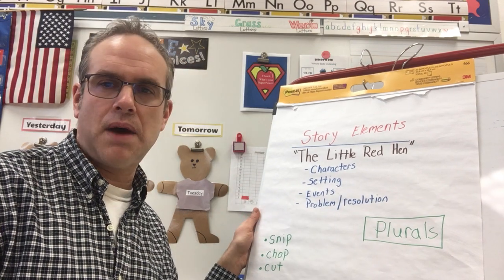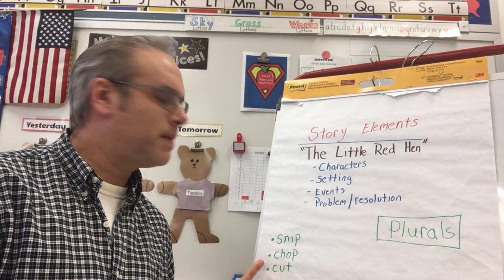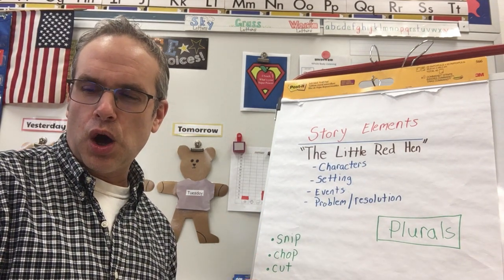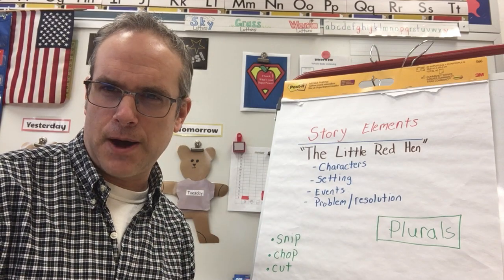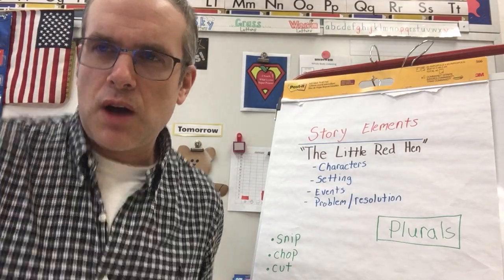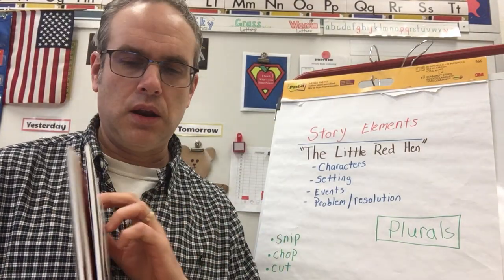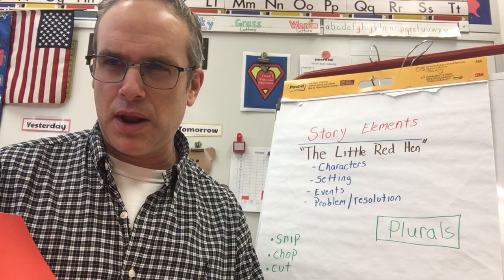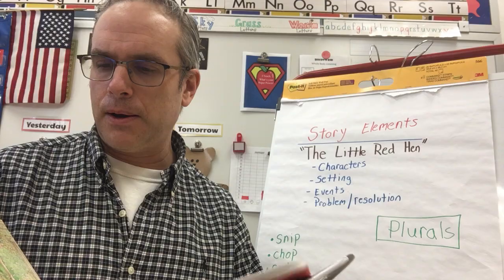Yesterday we also talked about shades of meaning, and we explored the words snip, chop, and cut. Remember, those words all are similar in meaning, but they're a little bit different, okay? So today we're going to talk about some of the events that took place in this story, and maybe we'll look a little bit at the problem and the resolution of the story. So we're going to look back, all right?